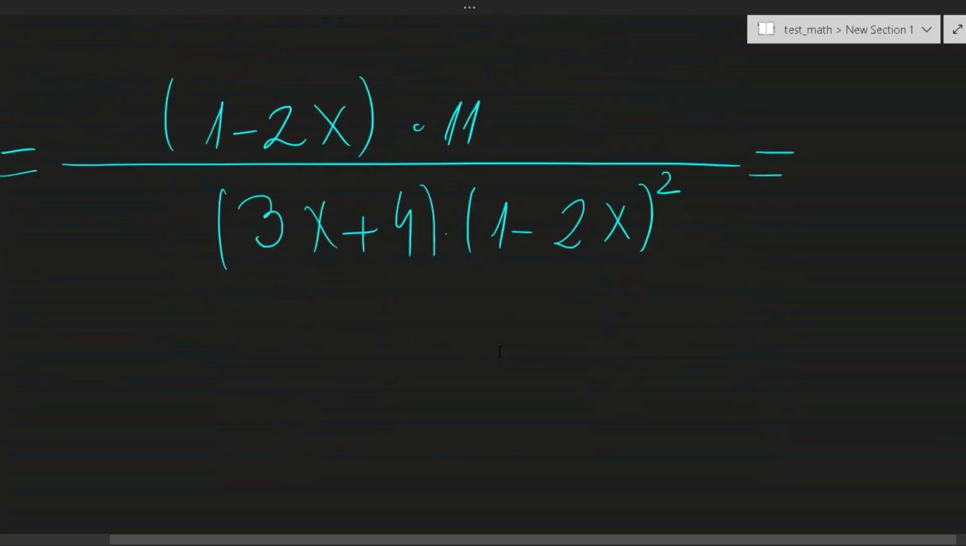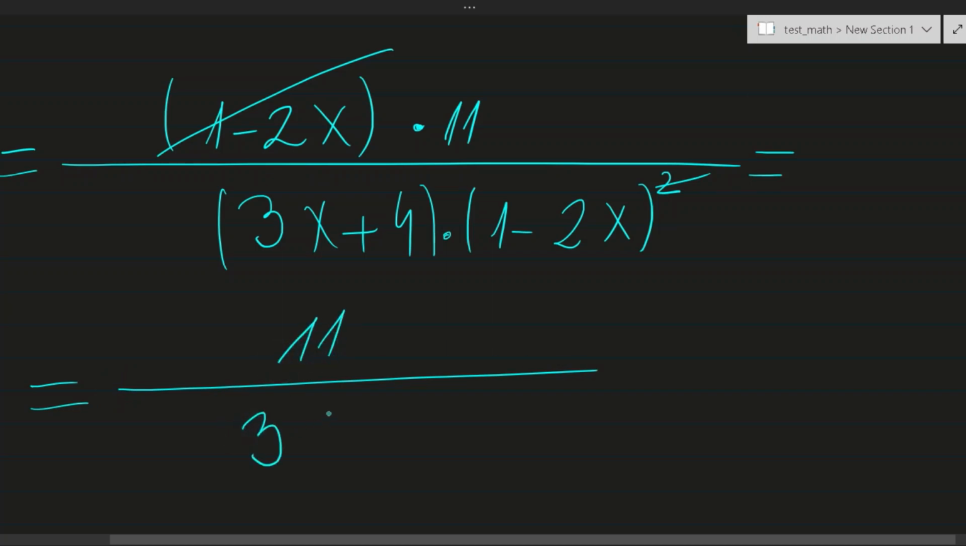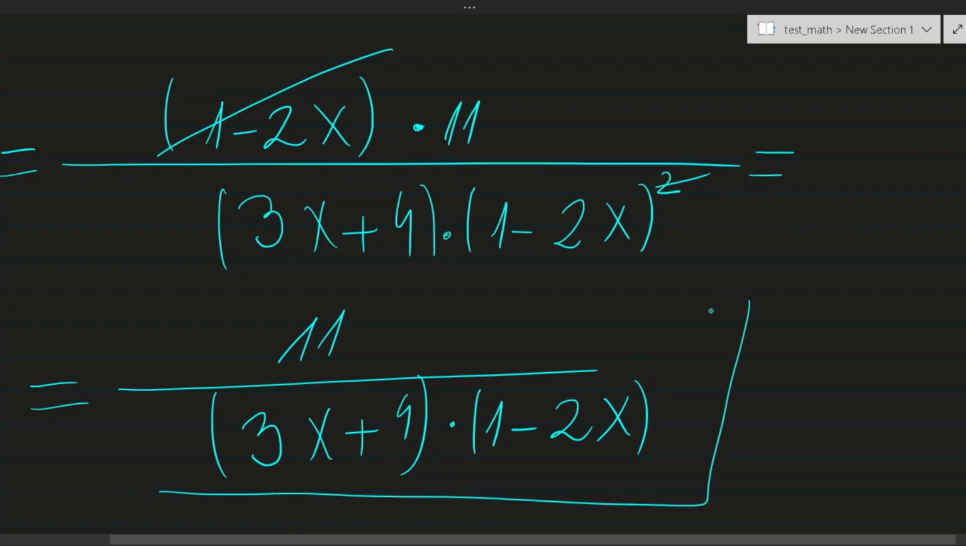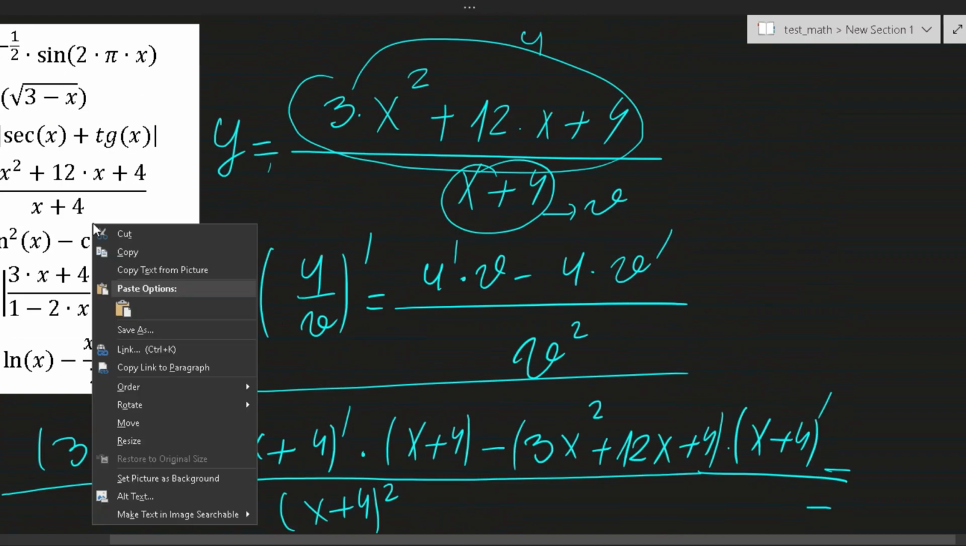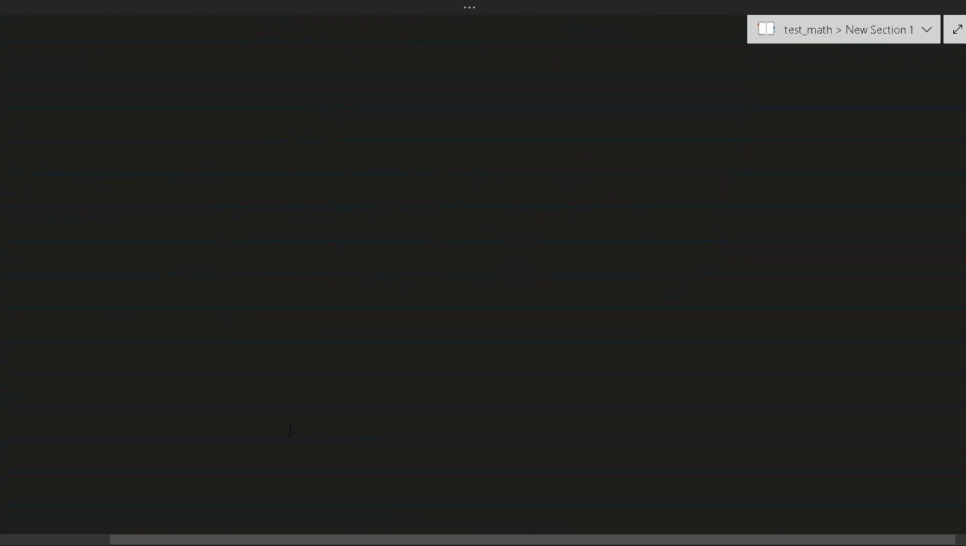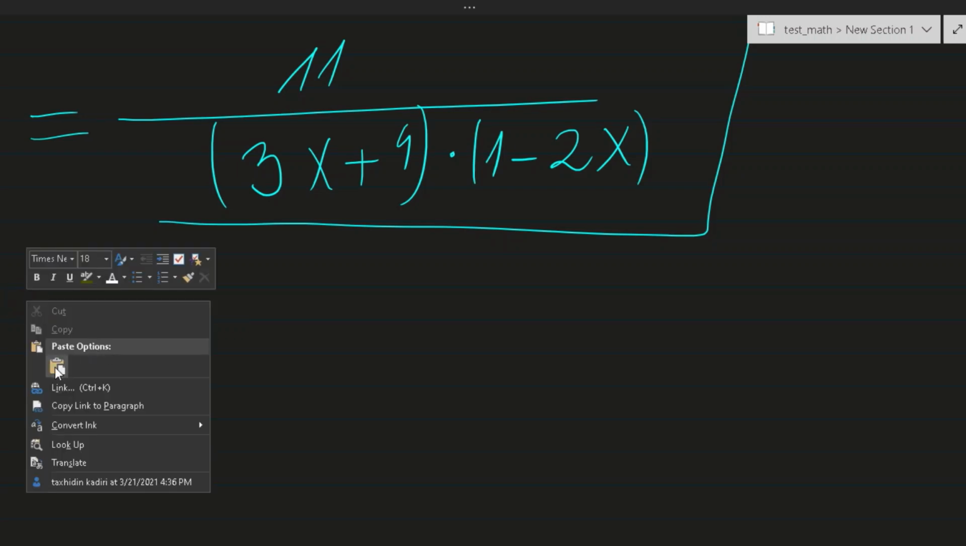Now what we will do, here when we have multiplication here and here, this and this, it will be simplified, because when we have this whole expression in power of 2, it says that this base is multiplying 2 times itself. Now we will have 11 over (3x plus 4) parenthesis (1 minus 2x). This is the result. Now we just copy this to paste.